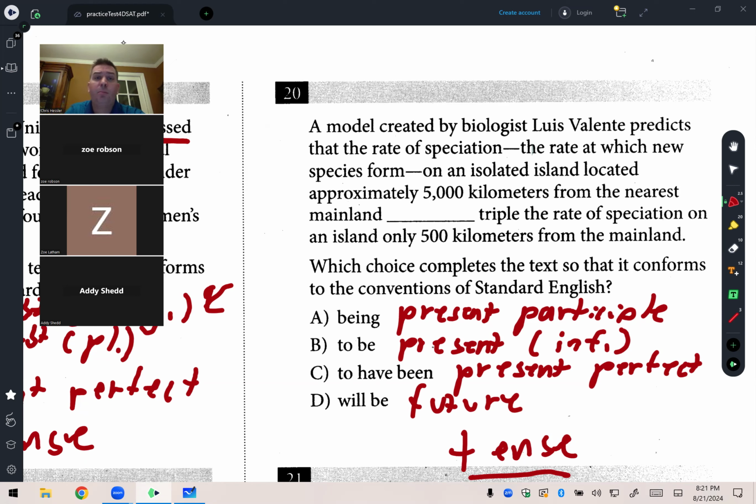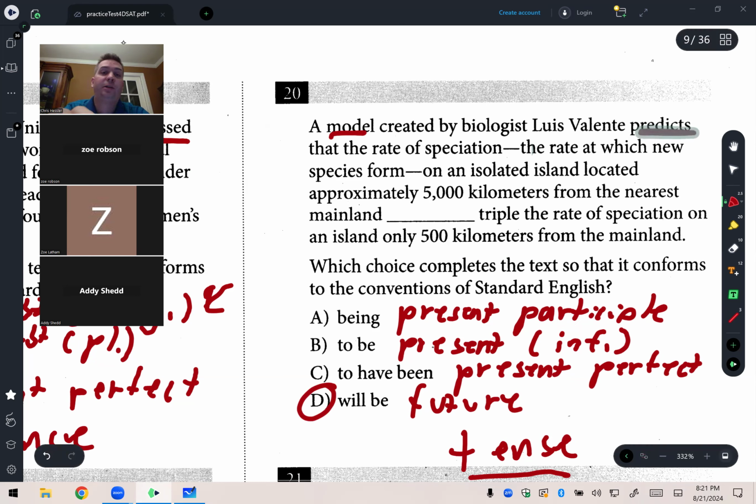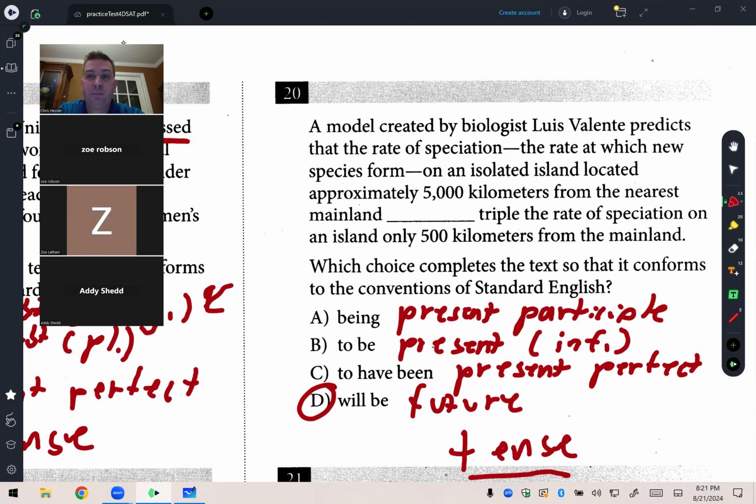All right, so we're dealing with a model, and it's a model that predicts things. You know, when models predict things to happen, they predict them to happen in the future. Sorry, they just do. Let me read the correct version. It's a prediction, so this is going to happen in the future. If I'm predicting the weather, that's going to happen in the future. In this case, we're predicting the rate of speciation. Okay, let me read the corrected version.